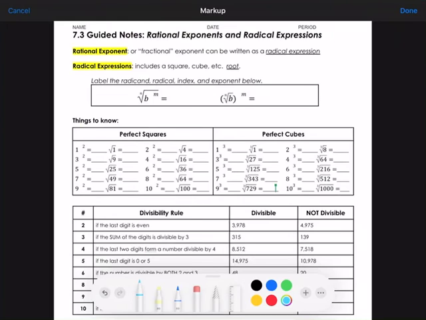Hey guys, today we are going to be taking a look at 7.3, which we're going to be learning about rational exponents and radical expressions. And so before we get started looking at these two things, we want to know what they are.